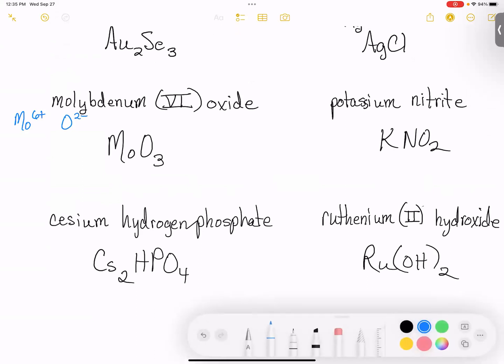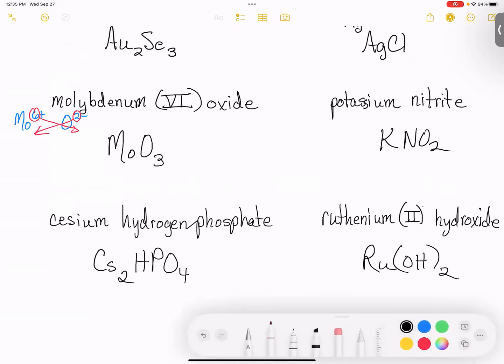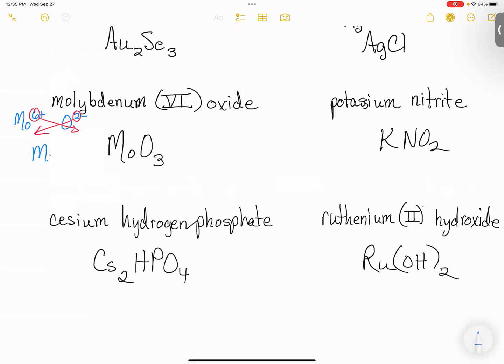When we took those numbers and we crossed and dropped them, you get Mo2O6. But you can't forget the last word in the cross drop. And that last word is simplify. Both of these are divisible by 2, and so I did so in order to get MoO3.